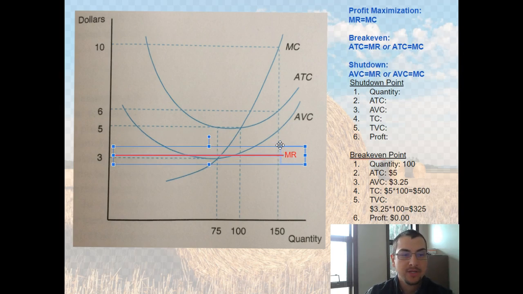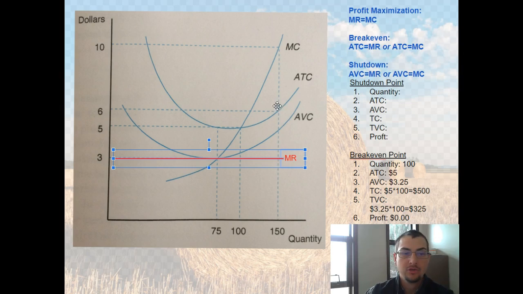But if you ever hit that point where you're not even covering all of your variable costs, you need to shut down, because now you're paying all of your fixed costs and then some of your variable costs as well. And that's when you need to shut down. That's your shutdown point.